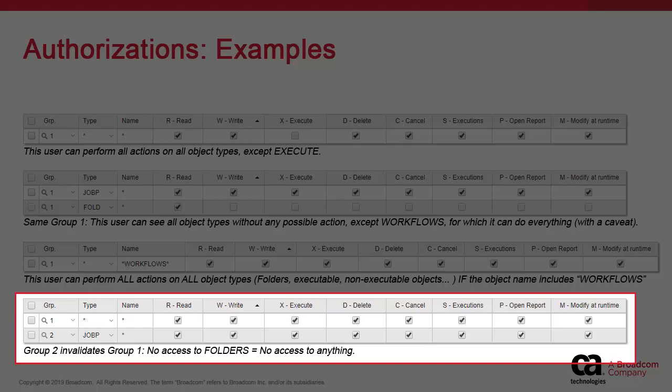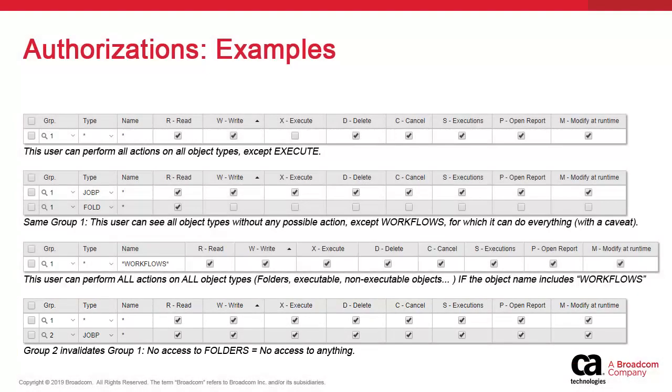Finally, in the last example, we have two groups. Group 1 allows everything, and Group 2 has all permissions on the workflow type. Group 2 is more restrictive than Group 1. It takes precedence, and Group 1 becomes inoperative, removing read authorizations on folders. The only active group is 2. The user reaches nothing in the web interface and gets a red error message.